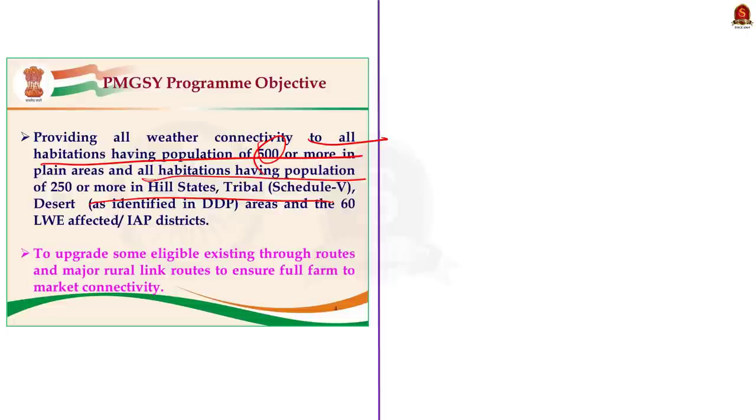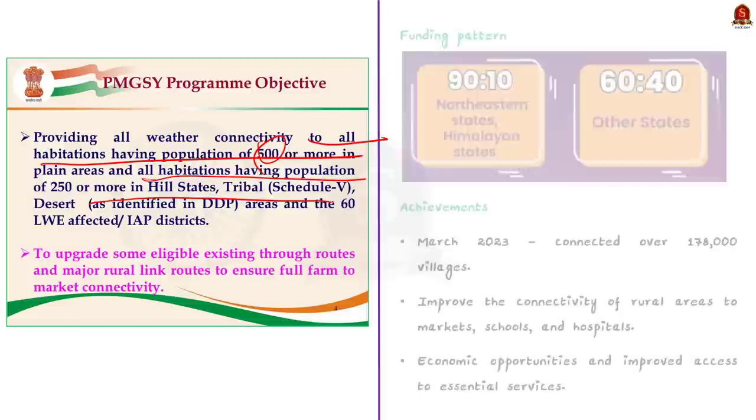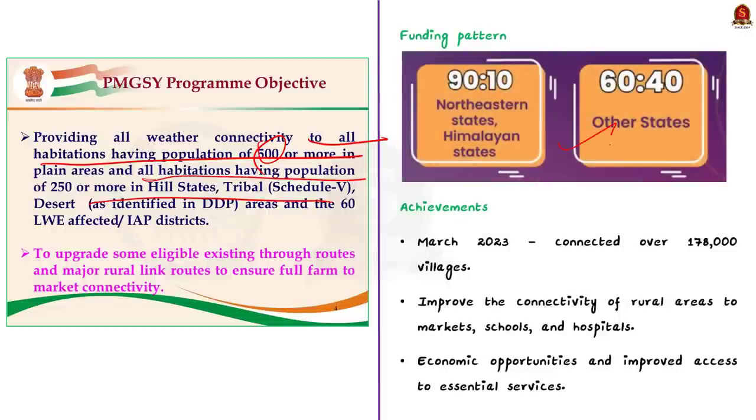Now, what is the funding pattern? As I already said, the Union government bears 90% of the project cost in respect of projects sanctioned in Northeast and Himalayan states, whereas for other states, the Union government bears 60% of the cost. The remaining will be funded by the state governments. So it is a centrally sponsored scheme.